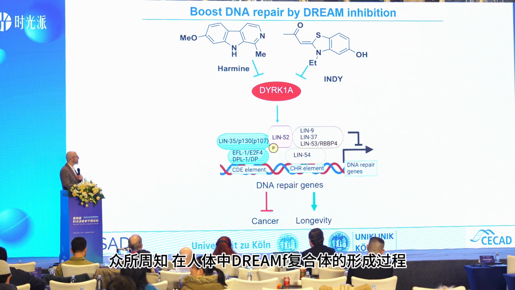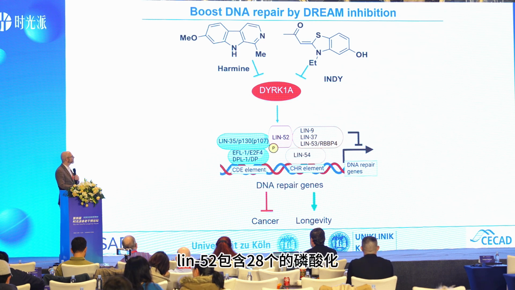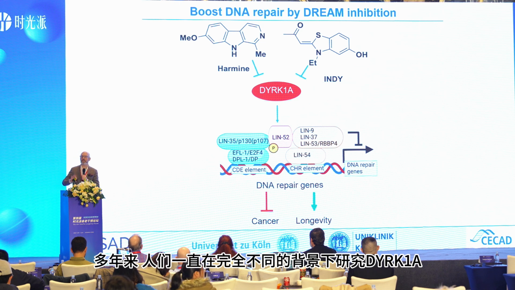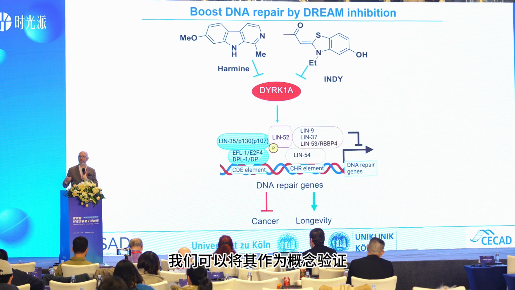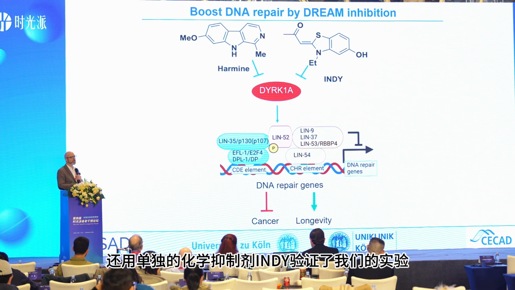In humans, it's known that the assembly of the DREAM complex is mediated by a phosphorylation, the S28 phosphorylation on LIN52, the central component, and it is also known that this phosphorylation is mediated by the DYRK1A kinase. The DYRK1A kinase has been studied for many, many years in completely different contexts, but there are inhibitors available for DYRK1A that we could use as a proof of concept. The most well-established is the natural compound harmine, and we validated our experiments with an independent chemical inhibitor, INDY.